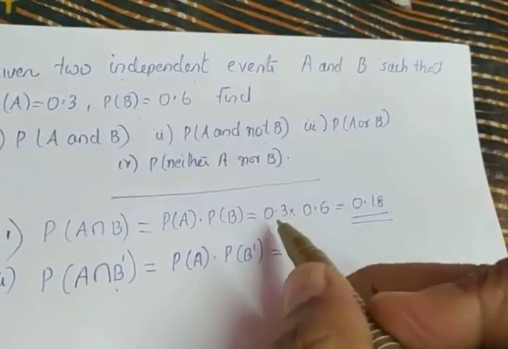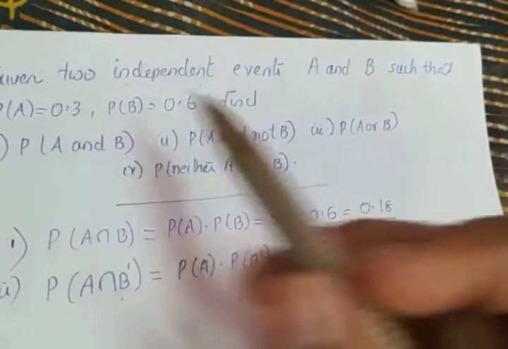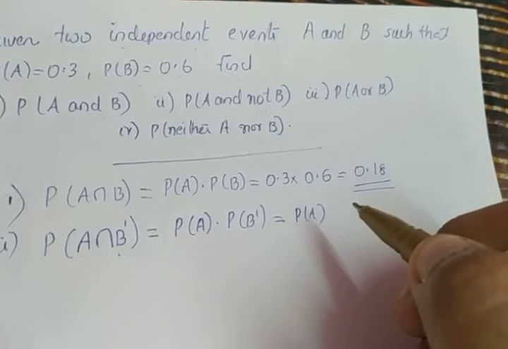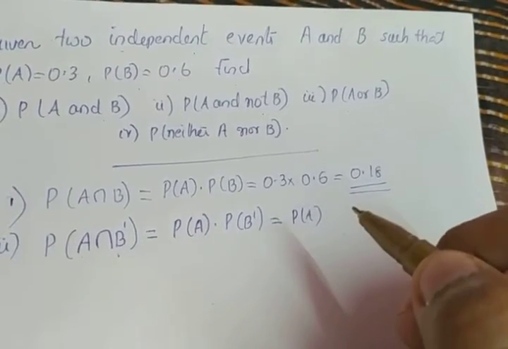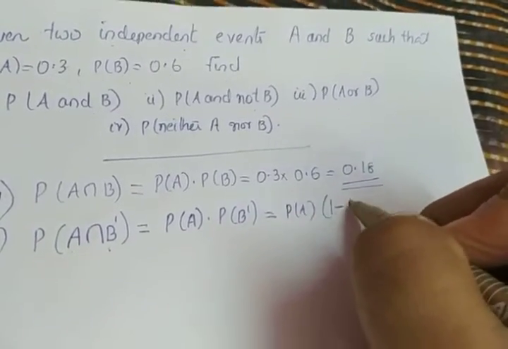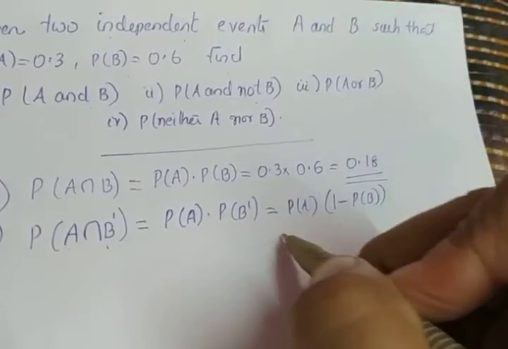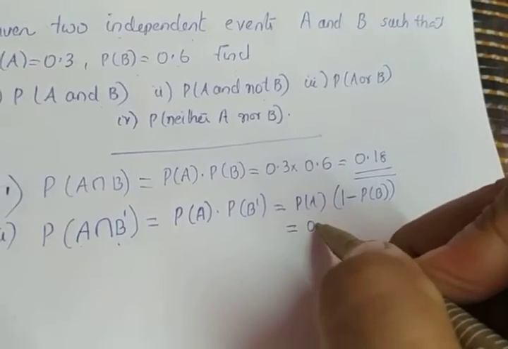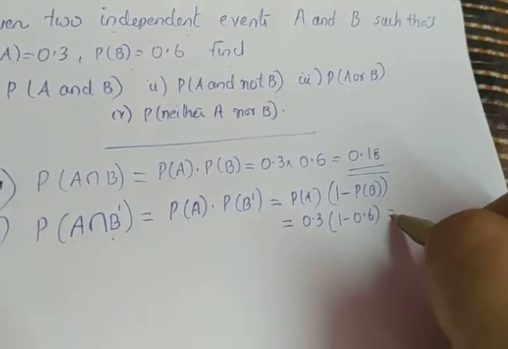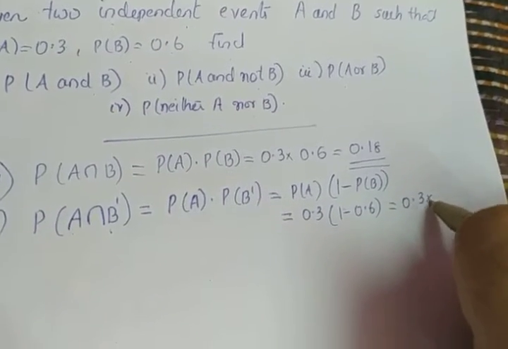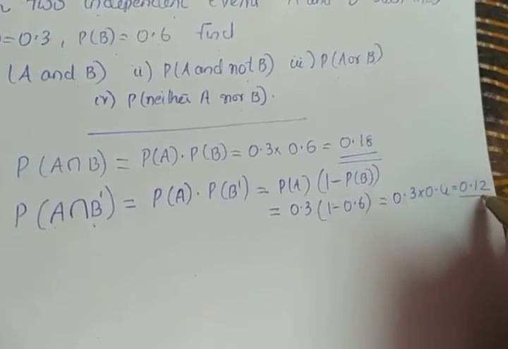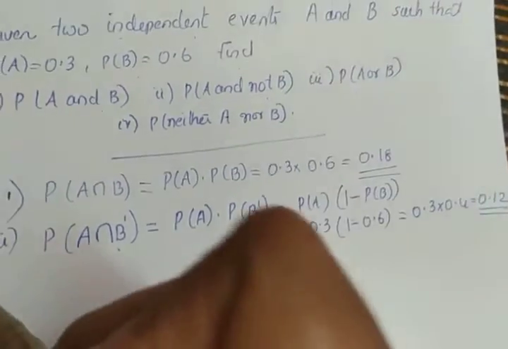Okay, P of A, we know the value as 0.3 because it is directly given. Instead of P of B dash, we have P of A plus P of its complement is equal to 1. So to find P of B dash, what we can do? 1 minus P of B. So that is equal to P of A, which is 0.3, into 1 minus 0.6, P of B is 0.6. So what are we getting? 0.3 into 0.4, which gives you the value 0.12.